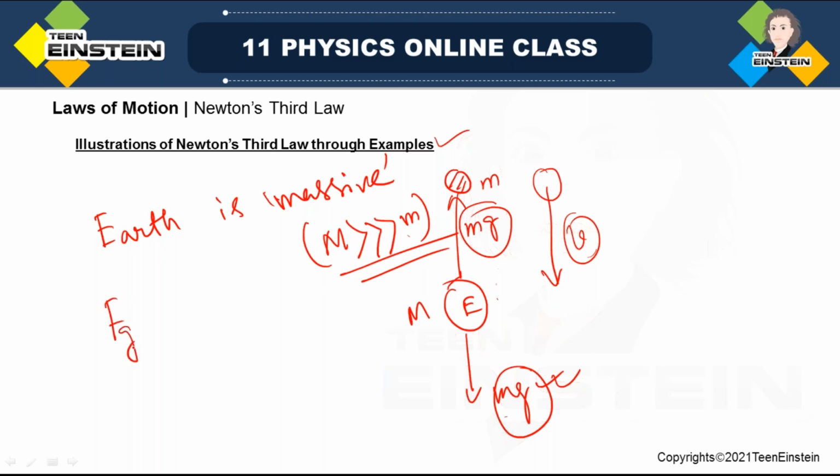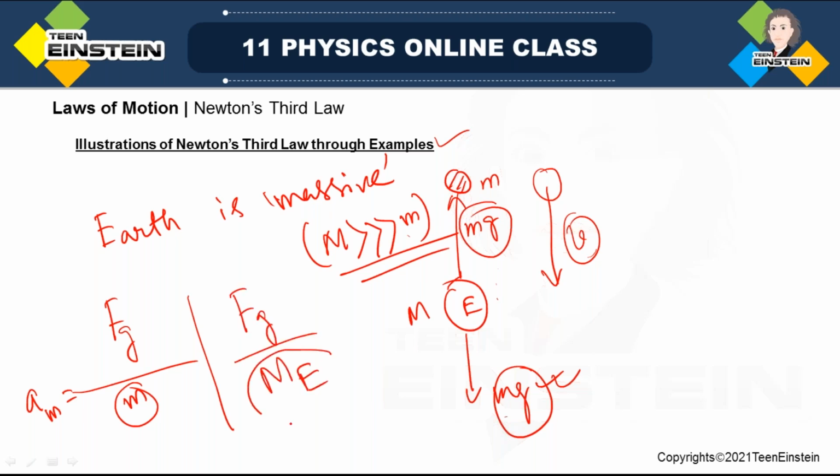Look, if the force is the same, Fg, and I divide with this small m, I get the acceleration of the small m, which will be great, because this force is a large force. So divide that with mass, and you get the acceleration of that stone. But what about the acceleration of the earth? Say m earth will be very large. So this acceleration will be negligible, close to zero.